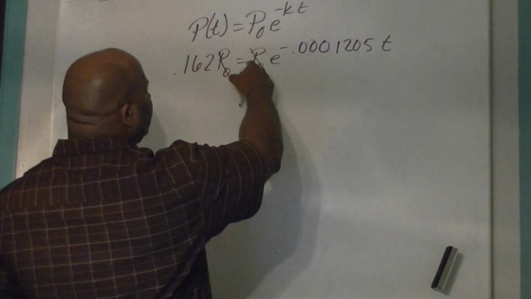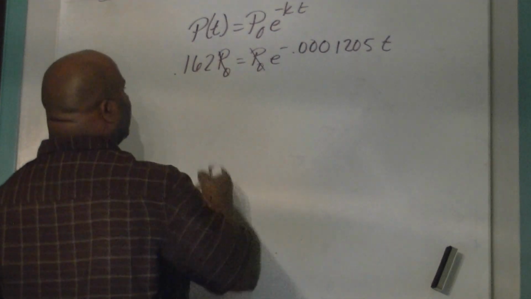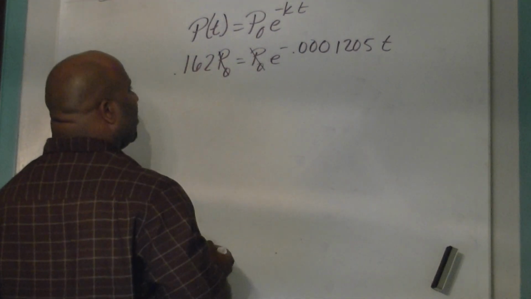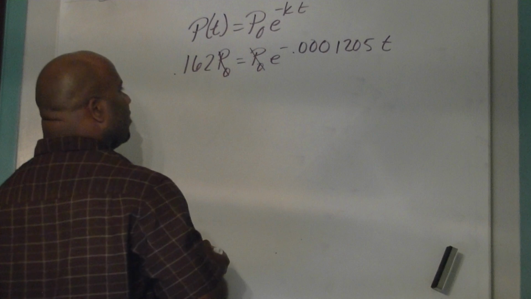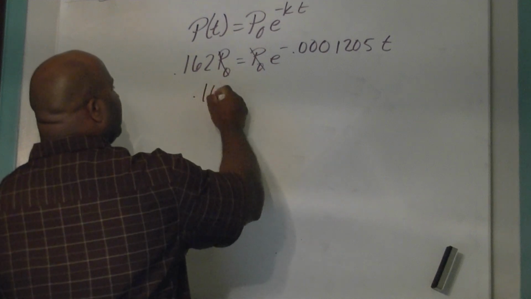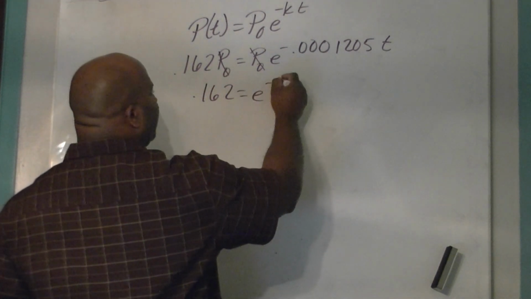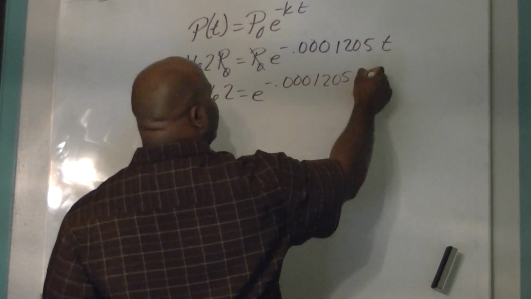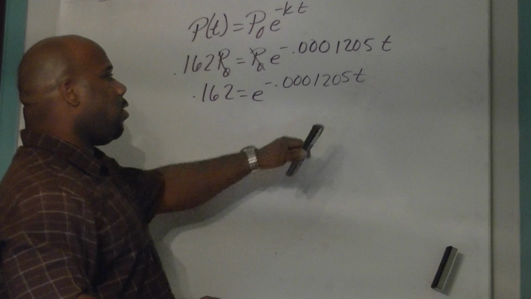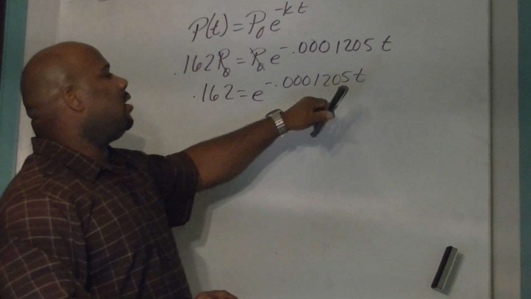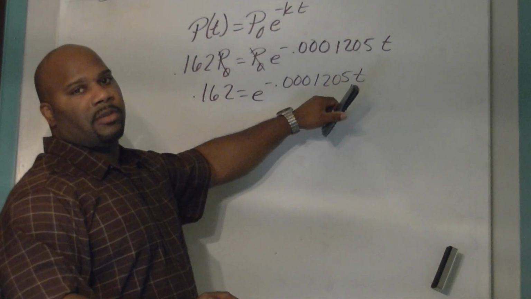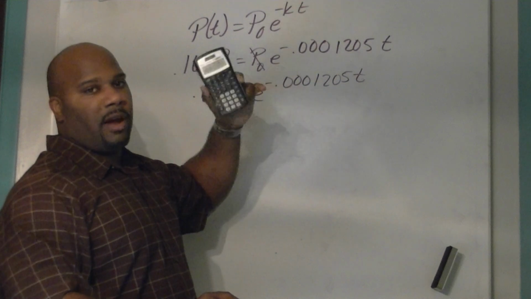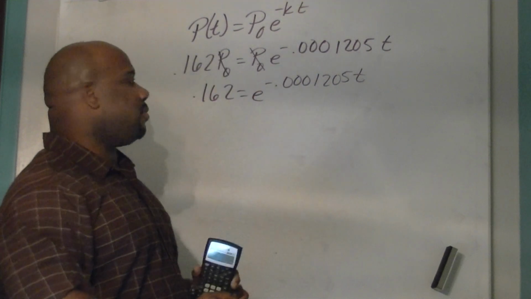If that was 100%, it would be 1. So 1 and 0.162 is going to be what's remaining. So now I got 0.162 equals e to the negative 0.001205 t. And in my calculator, I still have the whole number. So when I get an answer, it's not going to be using this rounded number. It's going to be using the original number. So you might want to keep the original number in here if you can.